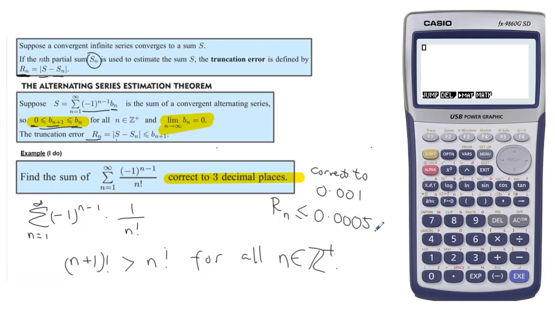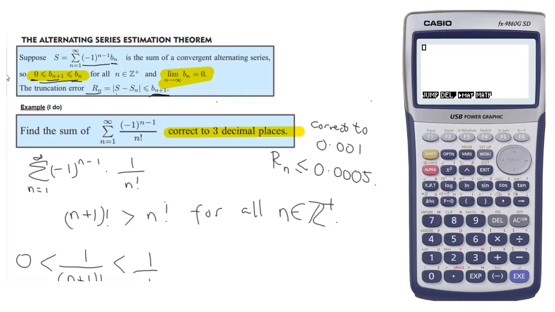So we know from this alternating series estimation theorem that Rn is always less than or equal to Bn plus 1. Bn plus 1 is just a term in the sequence, I mean the sequence, not the series, as in the actual, in this case, the 1 over n factorial part. So if we can find the first term in that is less than or equal to 0.0005, then we know that we should be able to get this accurate to 3 decimal places. So we need to look at 1 over n factorial as a sequence and look at the terms.